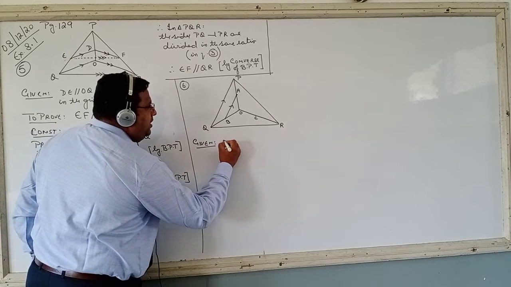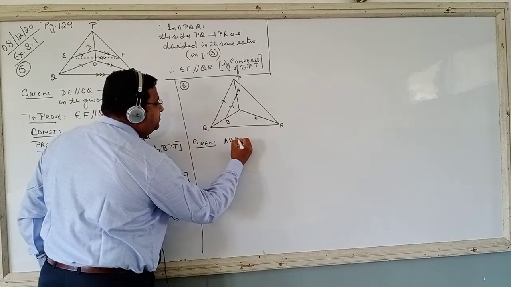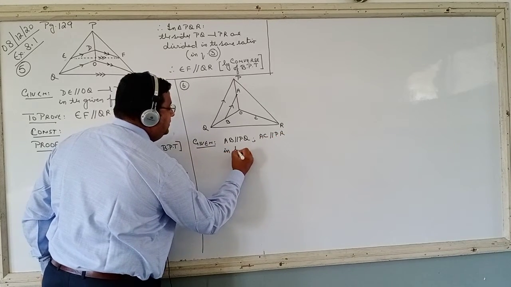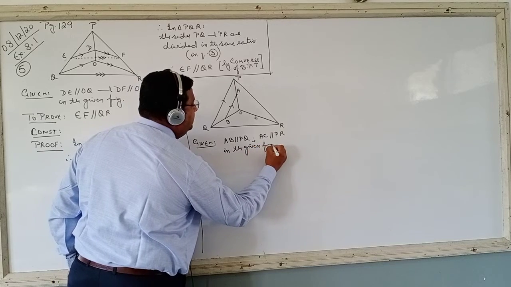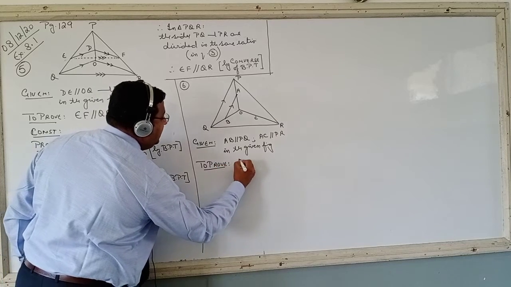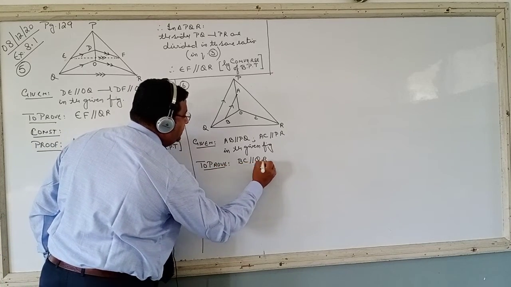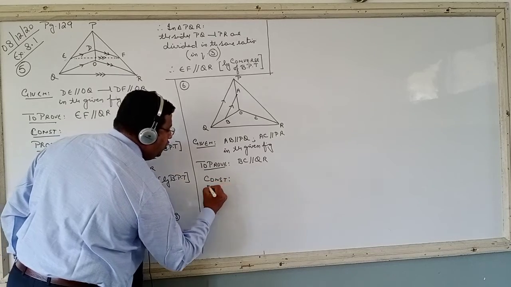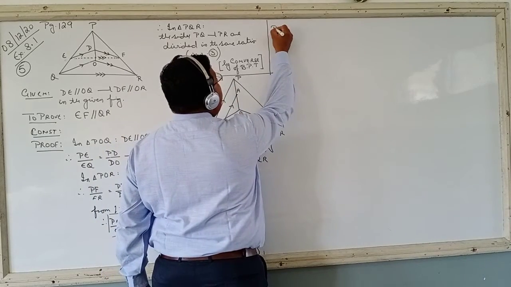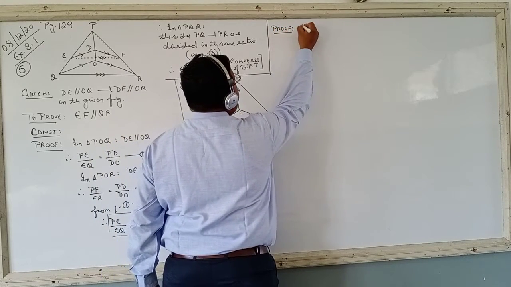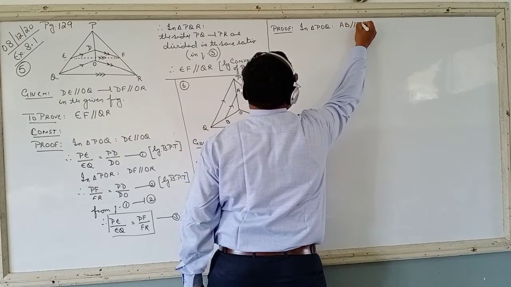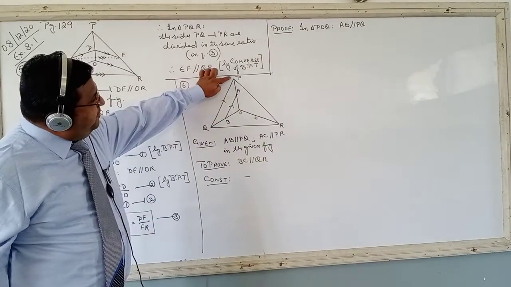Given: AB is parallel to PQ and AC is parallel to PR in the given figure. What we have to prove? We have to prove that BC is parallel to QR. Construction not required. Only observation. See, I have not completed the figure. Let me write down what is visible to us. Proof. In triangle POQ, AB is parallel to PQ given to us.